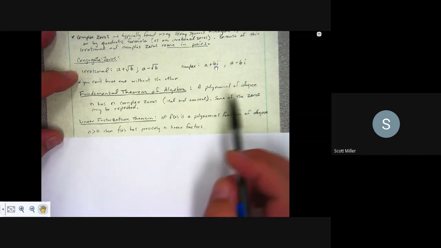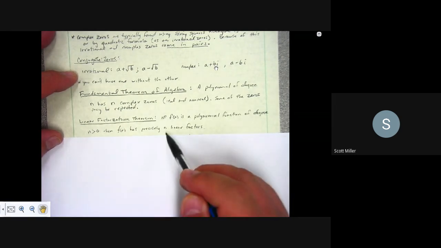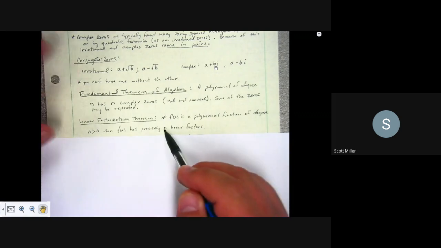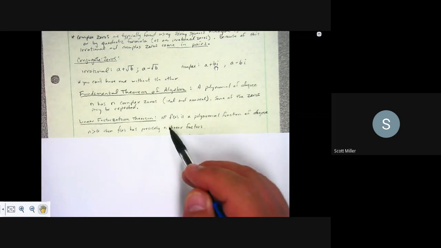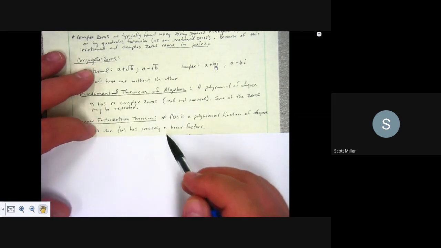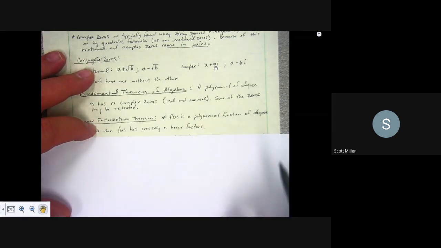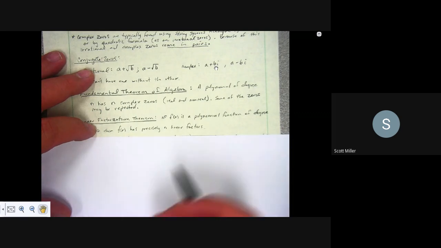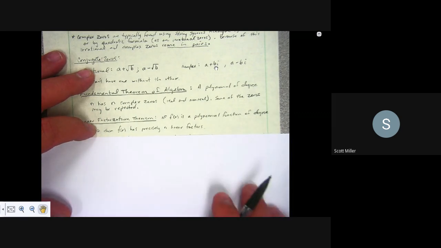The linear factorization theorem says that you can factor all polynomials into a product of n linear factors, n being the degree. So if I have a degree 5 polynomial, then I can write the function out as a product of 5 linear factors. And remember, linear factors means x minus k, x minus the zero. That's a linear factor that they're referring to. And here's how it lays out.